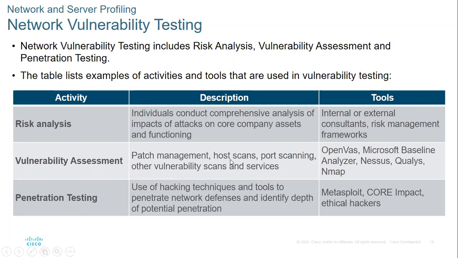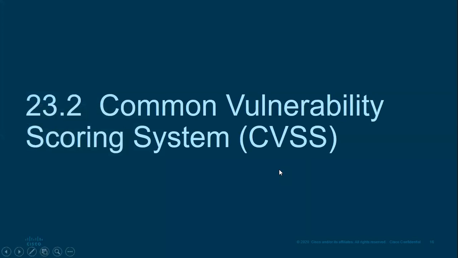Trying to look for vulnerabilities, the tools that you can use for vulnerability assessment are OpenVAS, Microsoft Baseline Security Analyzer, Nessus, Qualys, or Nmap. These are the tools that you can use. Penetration testing is done by ethical hackers or white hat hackers. Of course, they use hacking tools. They hack your organization to find out what are some of the vulnerabilities that you have. They use tools such as Metasploit and Core Impact. In terms of coming up with these vulnerabilities, we can also use a tool called the Common Vulnerability Scoring System.